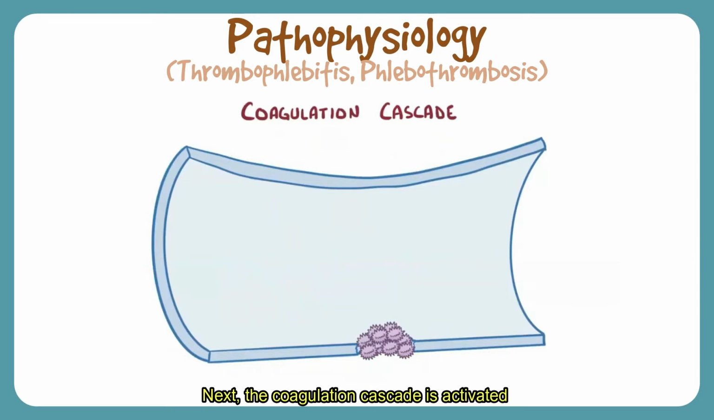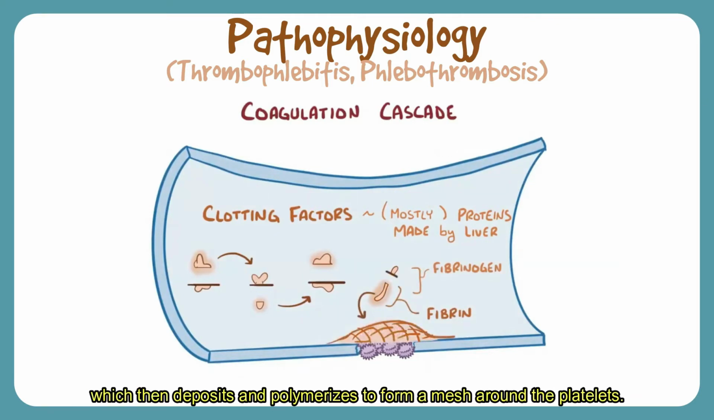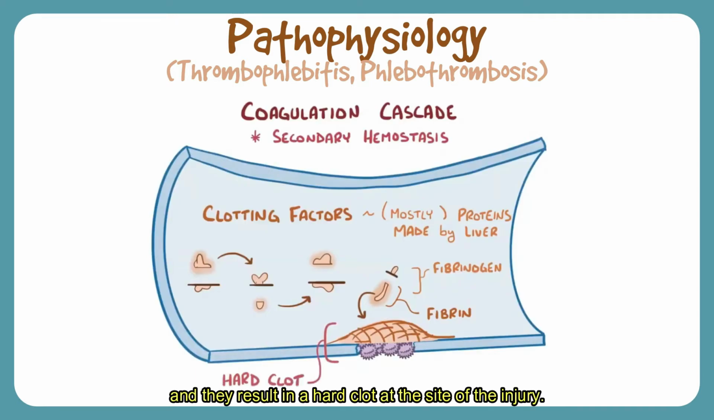Next, the coagulation cascade is activated, which activates the protein fibrinogen to fibrin, which then deposits and polymerizes to form a mesh around the platelets. This makes up the process called secondary hemostasis, and they result in a hard clot at the site of the injury.